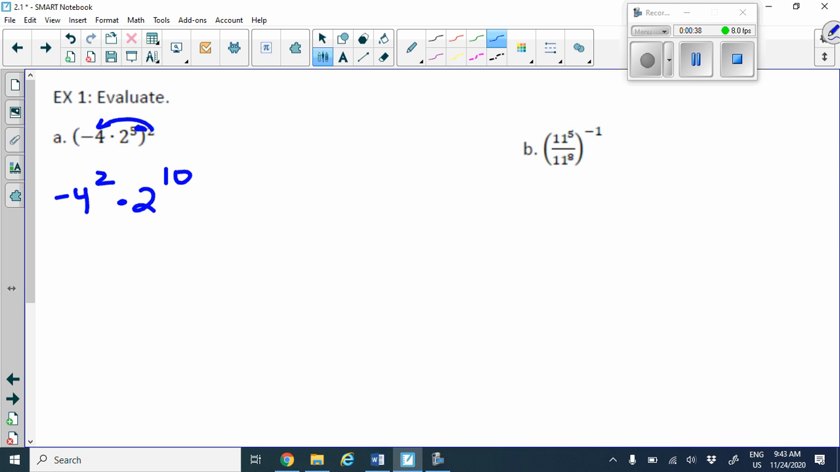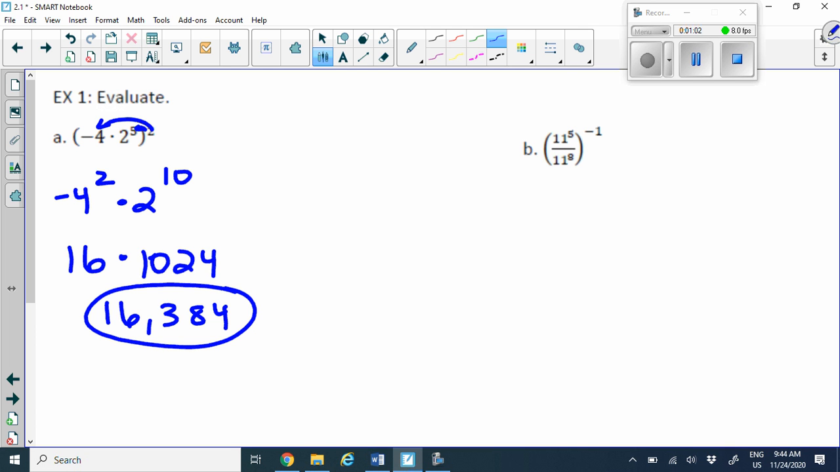Okay. So, (-4)^2, and we plug that in. That will give us 16 times, and then you just plug 2 to the 10th into your calculator. And what you get? 1024. So now we're just going to multiply these two values here, and we will get 16,384. There we go. Okay, let's go ahead and do the next one.